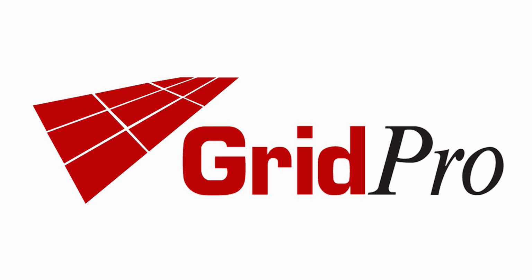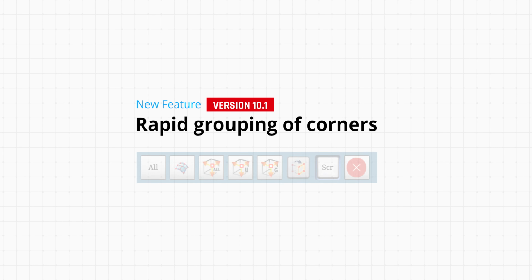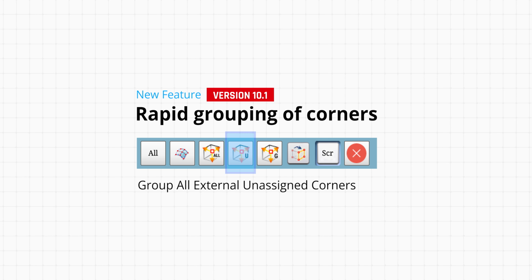In today's video, we'll take a look at one of the new features introduced in GridPro that helps with the rapid grouping of corners. Starting from GridPro version 10.1, new options have been added to efficiently group all external unassigned corners, as well as all external corners within a specific group.